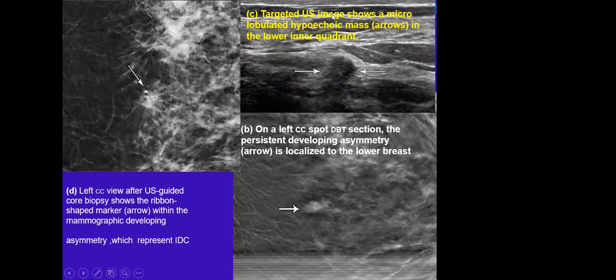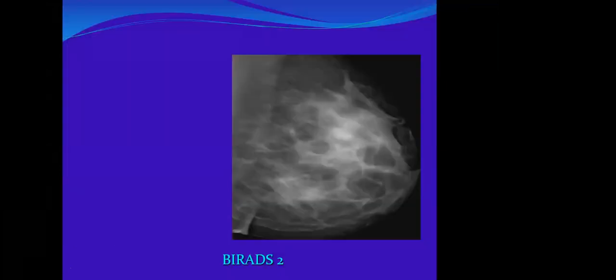And this is the post-biopsy clip, ribbon-shaped markers, revealing that it is within the lesion itself and representing invasive ductal carcinoma. What is BI-RADS in this case?